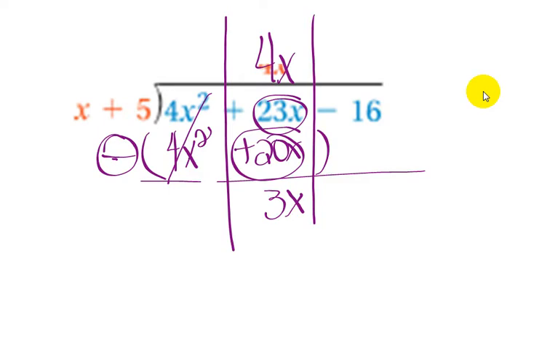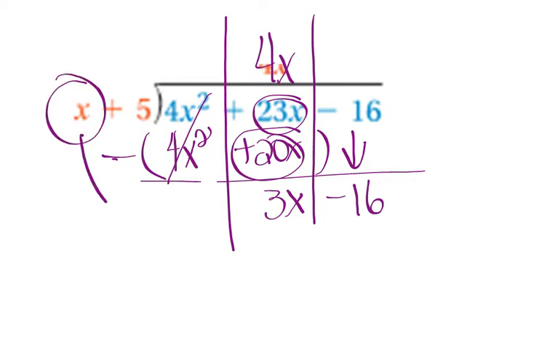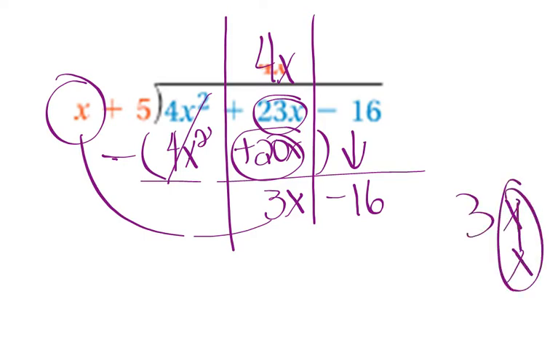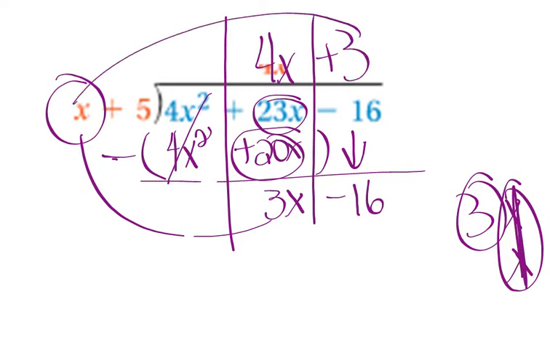Now that we're finished, we're going to carry down our next term here, which is negative 16. And now we repeat the process. So I'm going to now say how many times does x go into 3x? Well, there's 3x and there's x. Take out what they share. What's left over? A 3. So that goes in our constants column. So plus 3. And now multiply them together. 3 times x is 3x. 3 times 5 is 15.